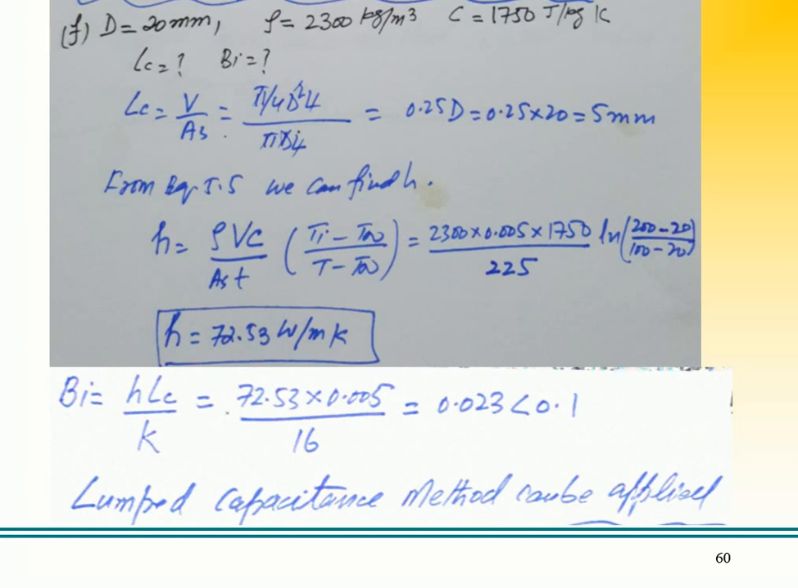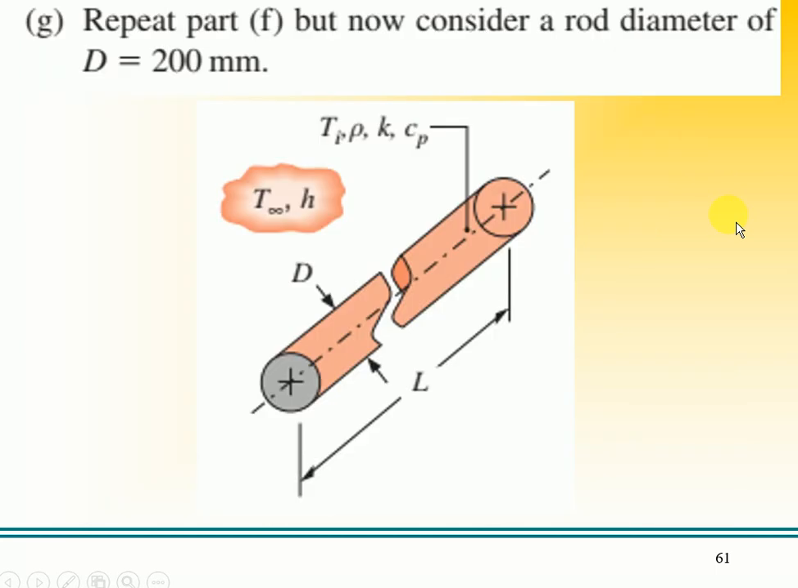Now the Biot number, of course, h Lc by K. The only unknown here was h, and Lc and K are already known. I put the values and get 0.023, of course less than 0.1. So of course the lumped capacitance model can also be applied for this case.